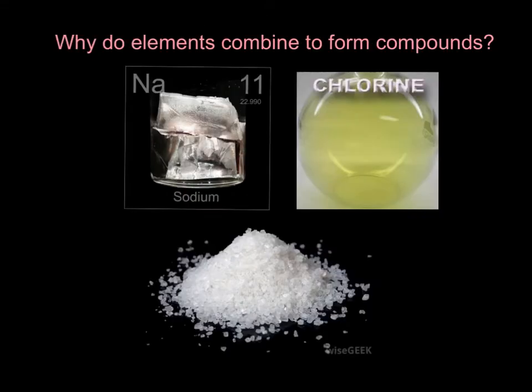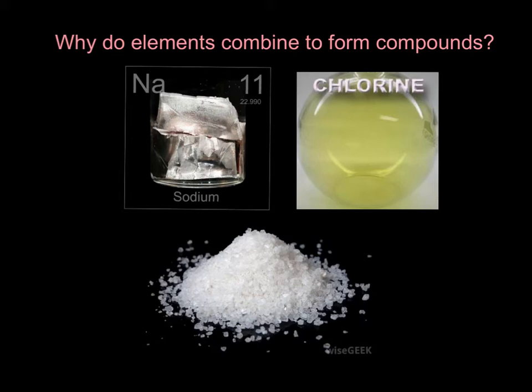Why do elements combine to form compounds? Let's take a look at table salt as our example. Table salt is composed of an atom of sodium and an atom of chlorine that have been chemically bonded to each other. Now, sodium is a soft silvery gray metal. It's highly reactive. In fact, it will react almost instantly with water. It will react almost instantly with air. And for this reason, when we have sodium samples, we store them under a mineral oil so that they don't react with anything around them.